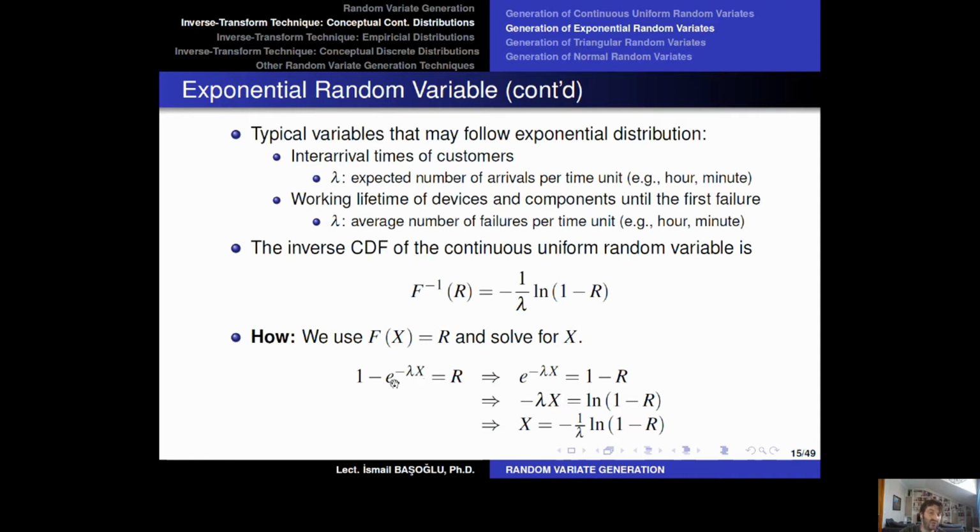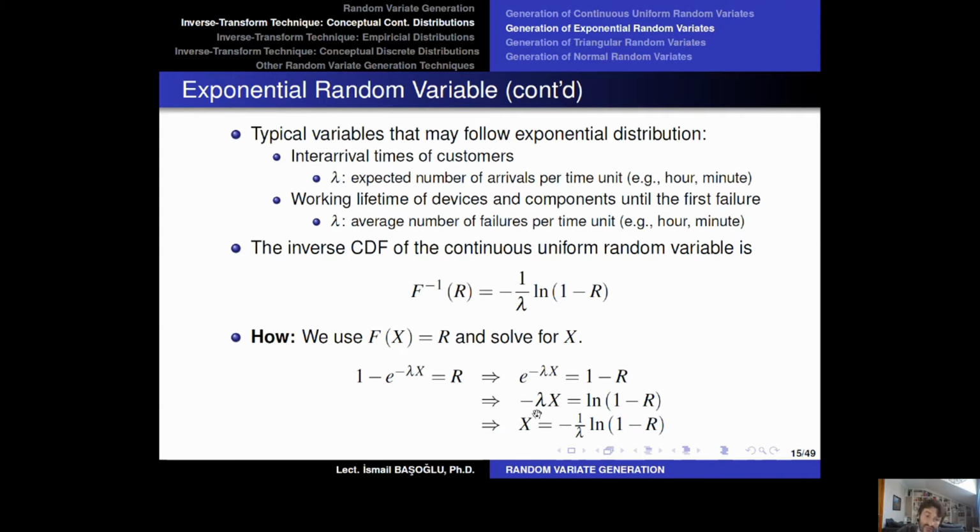What we are going to do is take everything to the right-hand side, keeping x by itself on the left-hand side. So let's do this. First, let's take 1 to the other side, so it will become r minus 1. If we multiply both sides by minus 1, then you will realize that e to the power minus lambda x will be equal to 1 minus r. The next thing is to take the natural logarithm of both sides. So we take the ln function on both sides. The ln and the exponential function here will cancel out. Therefore, minus lambda x will be equal to ln of 1 minus r.